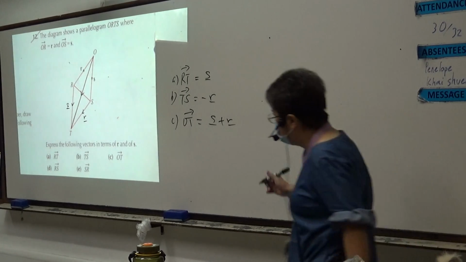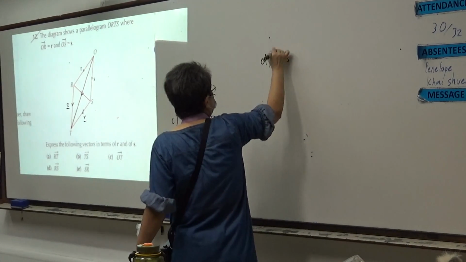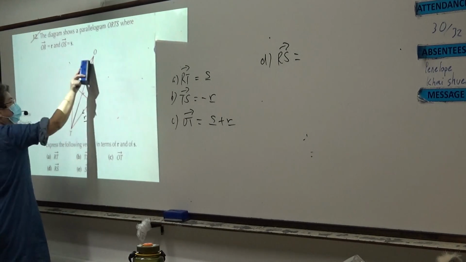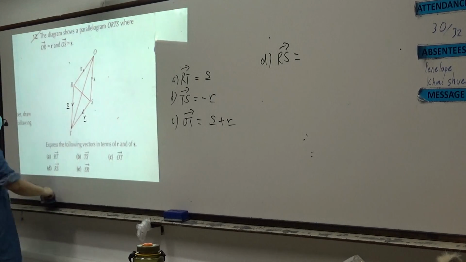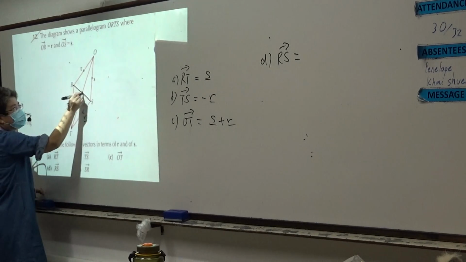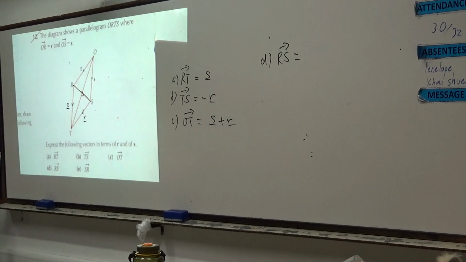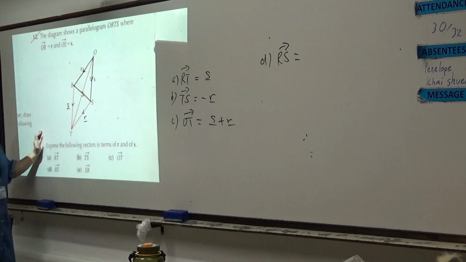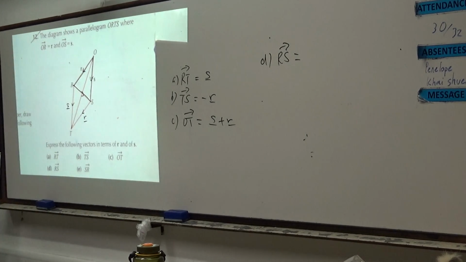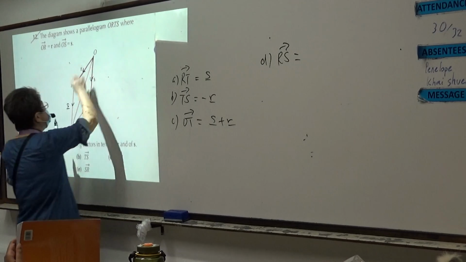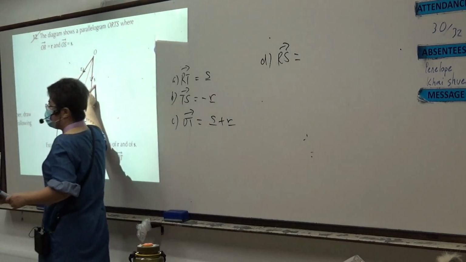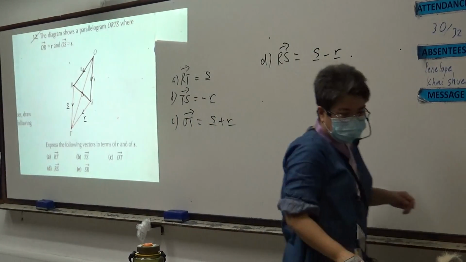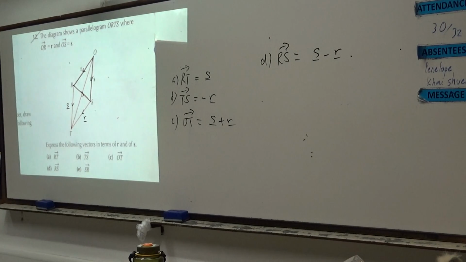What did they say? What is RS? I'm going to click off everything now. RS is this one, right? Correct? Now I want you to look at this triangle. Can you tell me what's RS? S minus R. S minus R, right? Can you see they originate from the same point they point out? Then I point this way is S. Alright, so this one is S minus R. Last one.